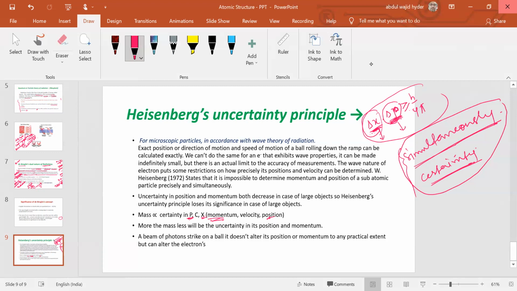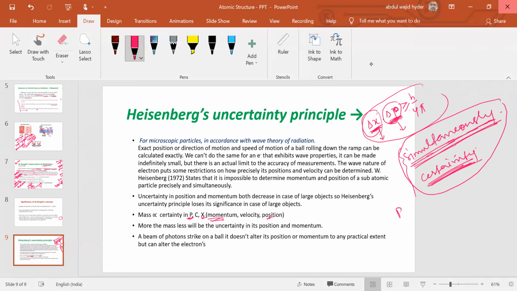Listen once again. Change in position and change in momentum of a microscopic particle can't be determined simultaneously with certainty. Both can't be explained with certainty simultaneously. Any one can be certain and the second will be uncertain. So this is the meaning of Heisenberg's uncertainty principle.